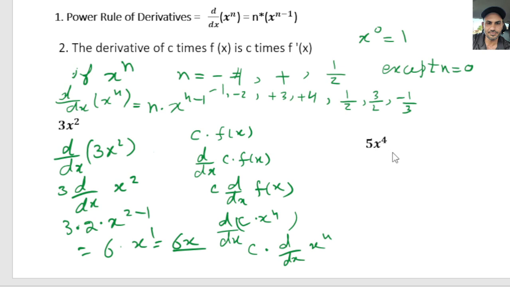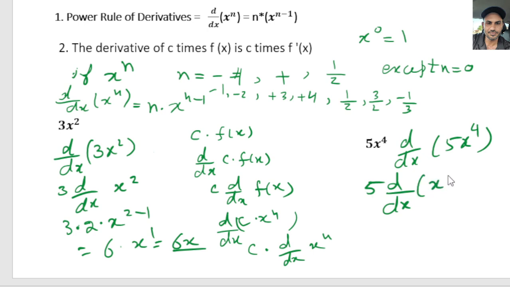Now let's do the same thing here. We want to take the derivative of 5 times x to the 4th. We pull out 5 from the derivative, so we write it as a coefficient multiplying with the derivative. So it's 5 times d over dx of x to the 4th. In the next step, we can take the derivative of x to the 4th. So it's 4 times x to the 4 minus 1. So this is equal to 20 times x to the 3rd power.